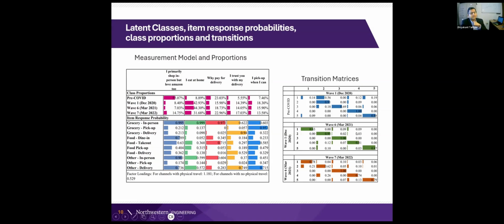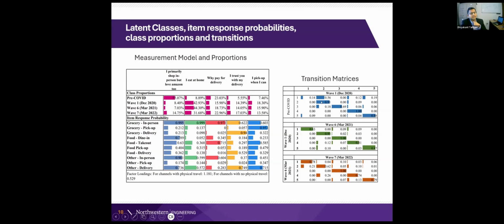The right side of the figure shows the latent transition matrices. The way to understand it is that if this is 1 to 1, this 0.14 value gives you the probability of someone who was in class 1 pre-COVID and stayed in class 1 during wave 1 of the data. Similarly, you see here someone who was in class 1 during December 2020 and then stayed in class 1 during wave 6, which was March 2021, and so on and so forth.